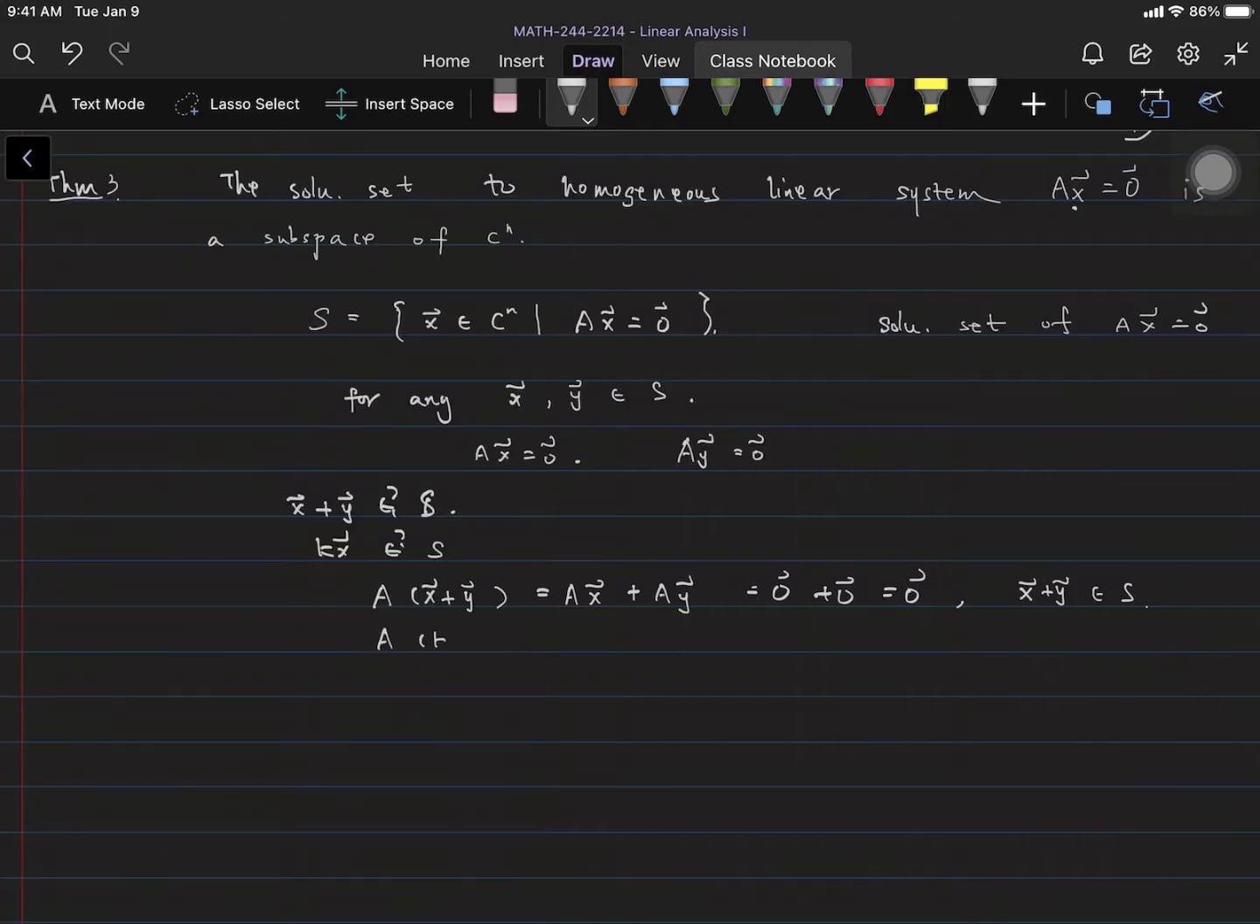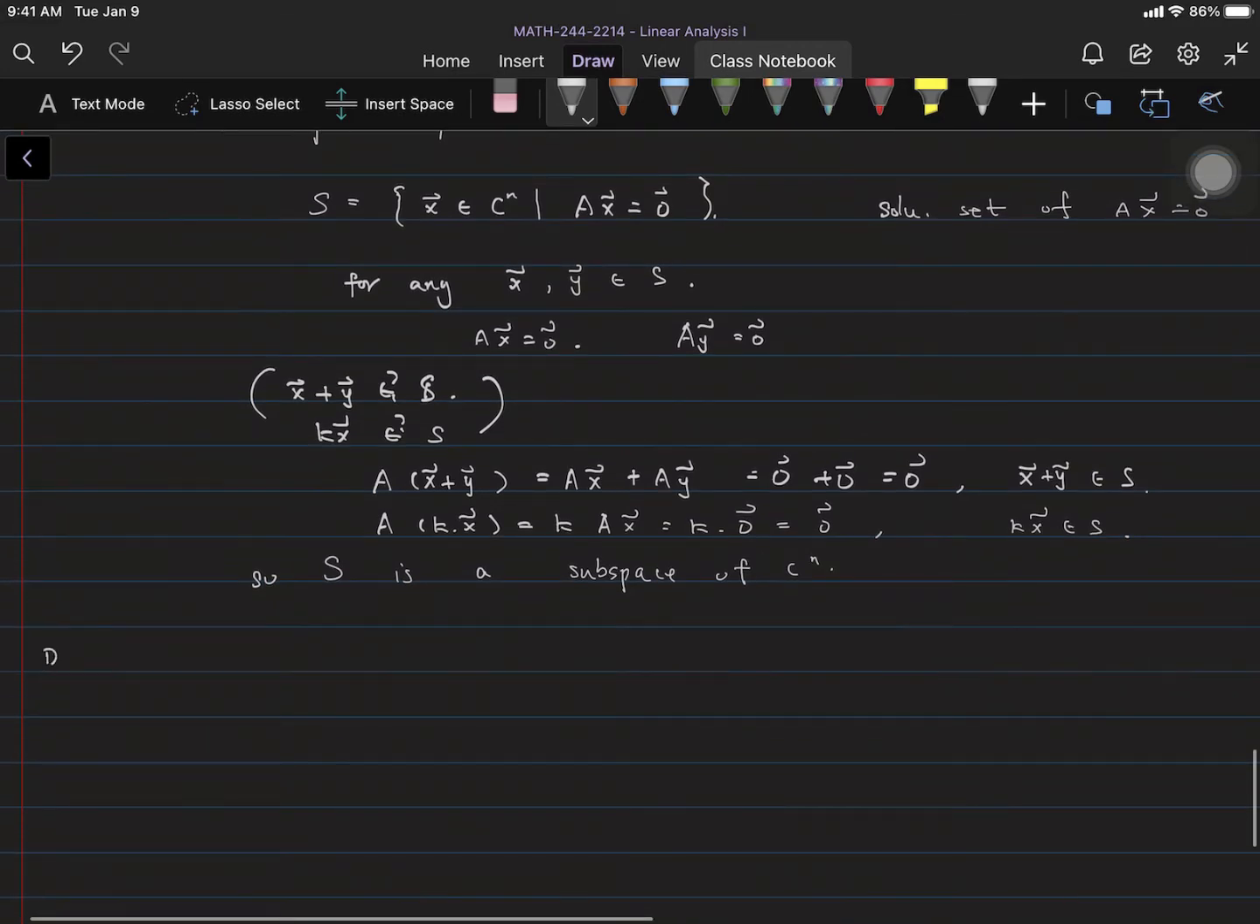Next, we want to see scalar multiplication. A(kX) is k times AX, which is k times the 0 vector. Think of this 0 vector as a column vector in the linear system, so the right side of AX is all zeros. k times that is also going to be 0. So that means kX also belongs to S. So S is a subspace.